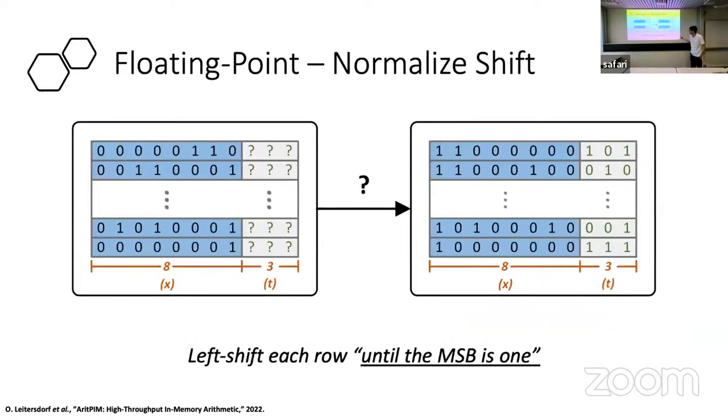So as we said, we have x in each row. Now we don't know what t is. We need to figure out what t is. Each row needs to shift to the left until it has a one MSB, and also to write into t how much it shifted to the left. We want that to happen on all rows in parallel, and we still want it to be relatively fast.